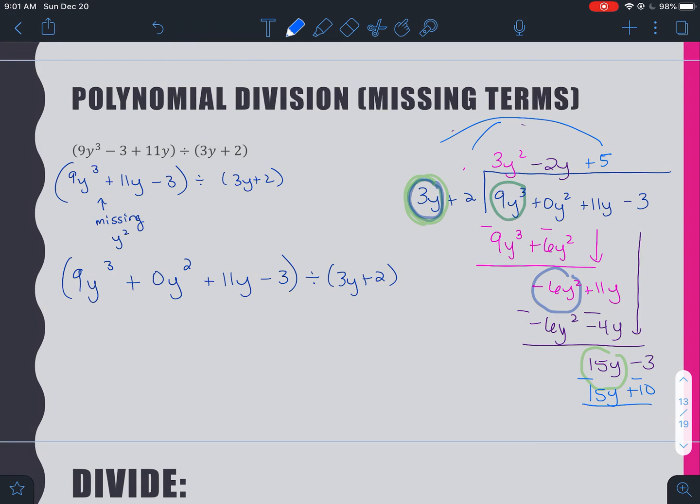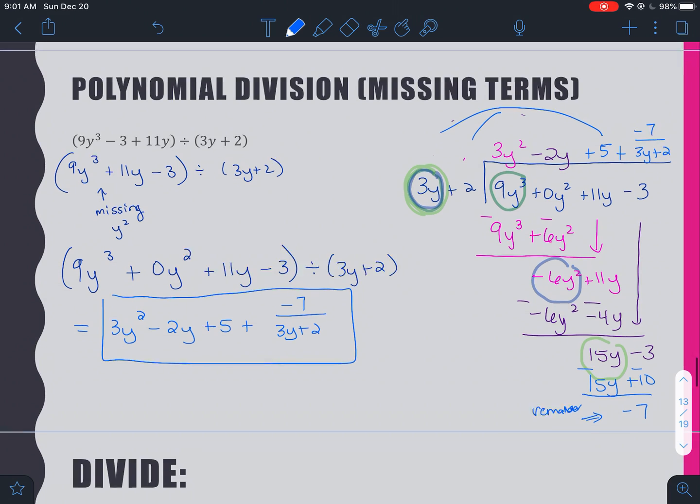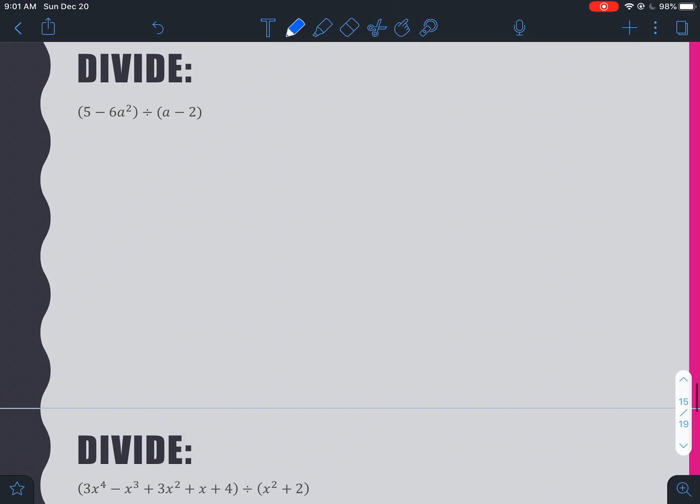And we would get 15y plus 10. Subtract going down. 15y minus 15y is 0. Negative 3 minus 10 is negative 7. So that's my remainder. And so remember, you always add the remainder over what you were dividing by. We were dividing by 3y plus 2. So my answer is going to be 3y squared minus 2y plus 5 plus negative 7 over 3y plus 2.